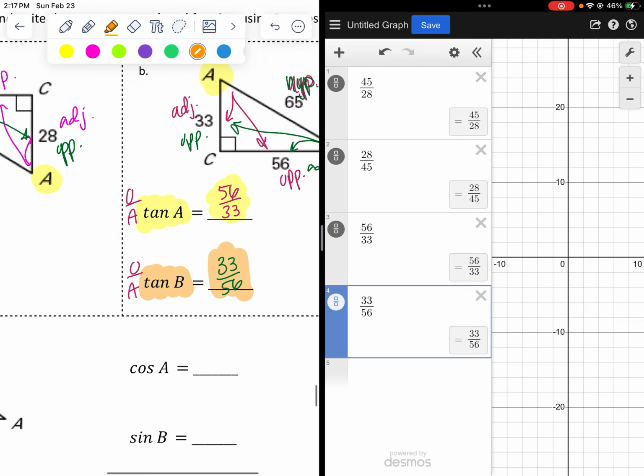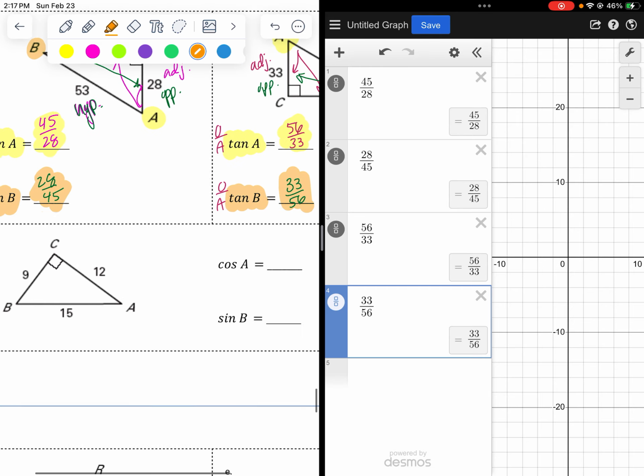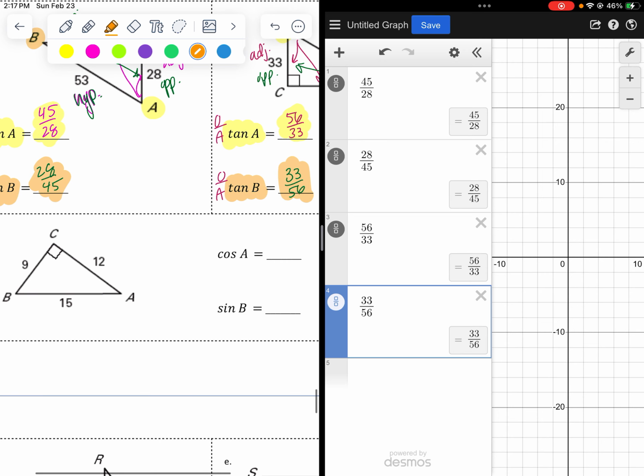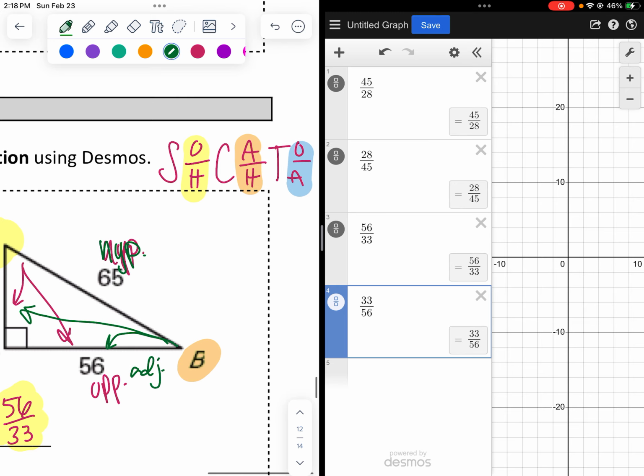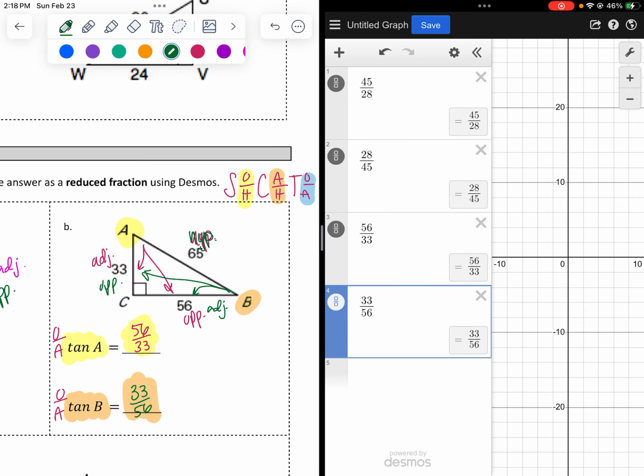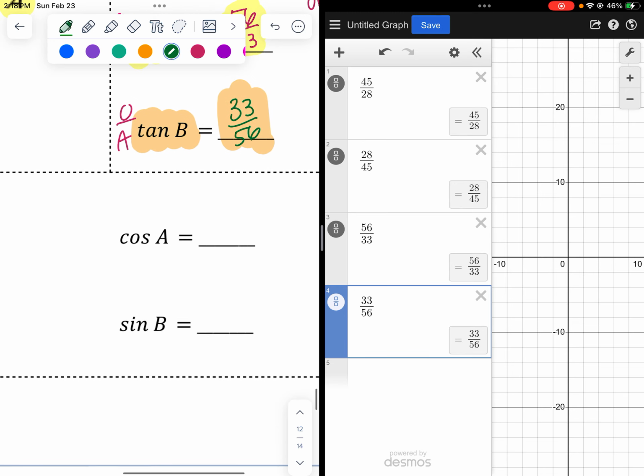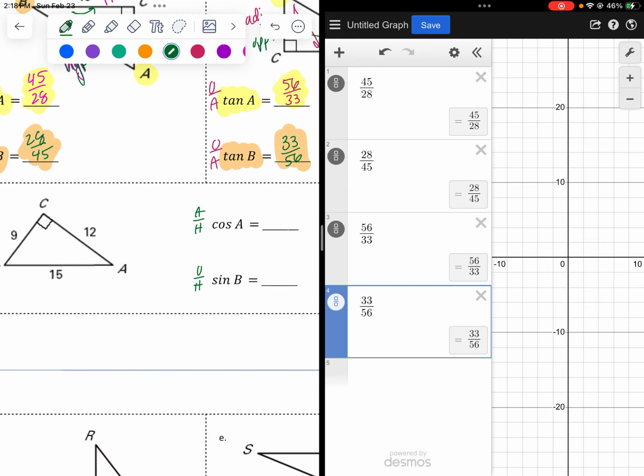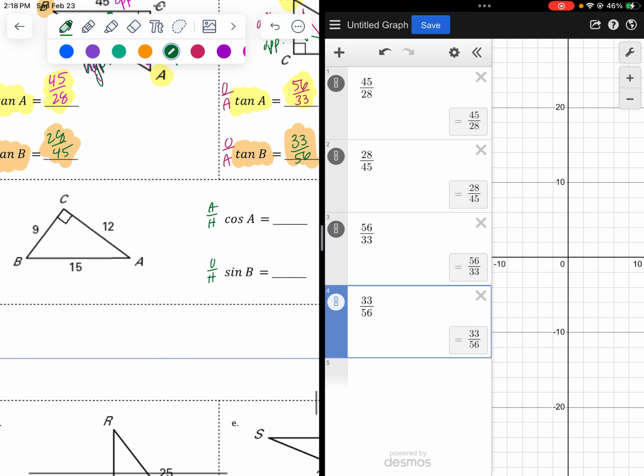All right, let's go and do example C. So this time we are changing what we are finding. So cosine, if I look back up, is adjacent over my hypotenuse. Sine is opposite over hypotenuse. So I'm just going to go and write that in. Adjacent over your hypotenuse. Sine is opposite over hypotenuse. Okay, still exact same thing where we're looking at two different reference angles. So let's go ahead and do cosine of A first.